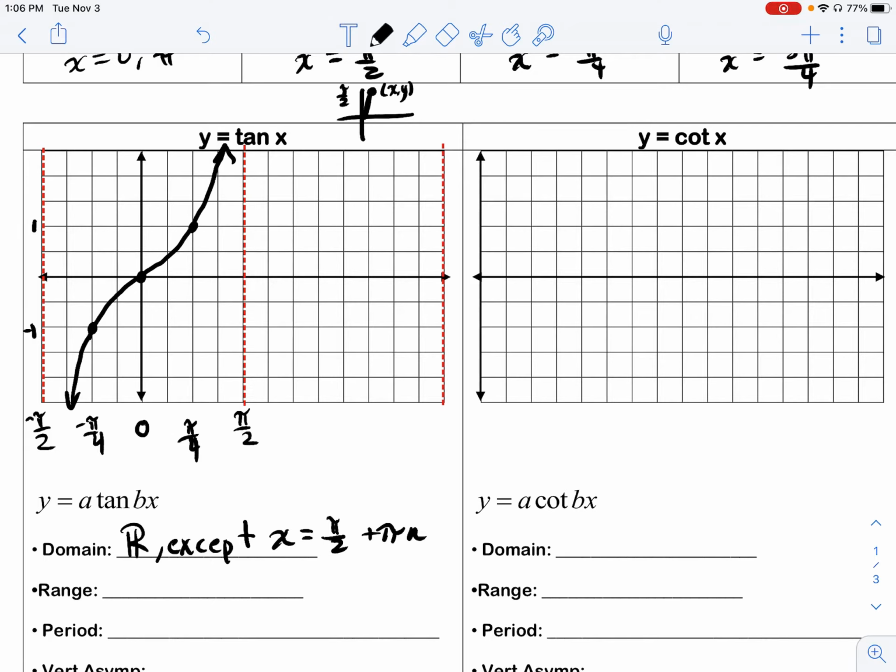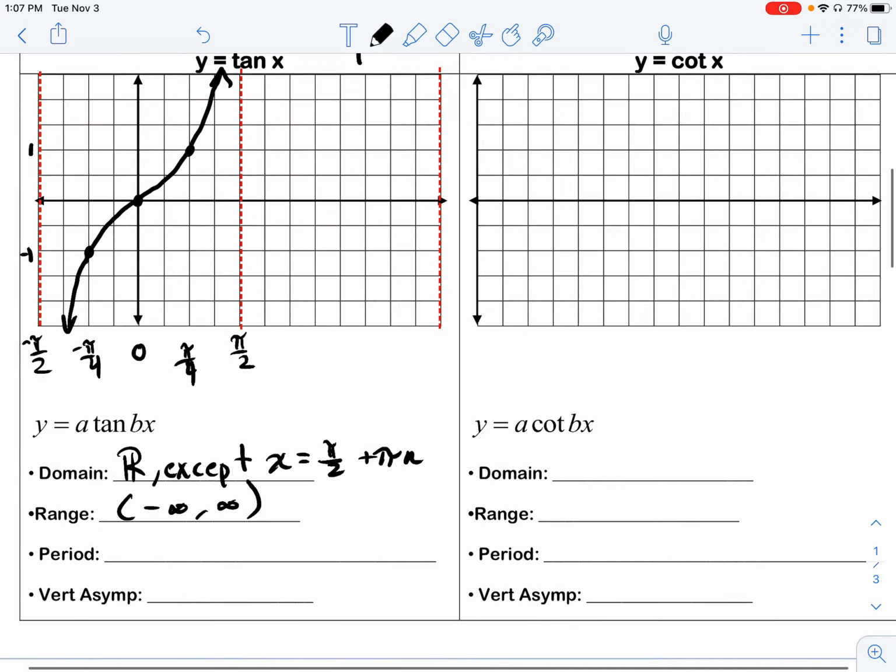Our range, as we just said before, for tangent is actually going to be negative infinity to positive infinity. Because as we get closer and closer to one vertical asymptote, like right here, for example, our y values are going to get closer and closer to positive infinity. As we get closer to this vertical asymptote, then our y values are going to get closer and closer to negative infinity. Okay, so that's our domain and range.